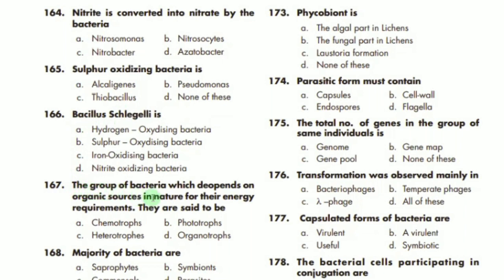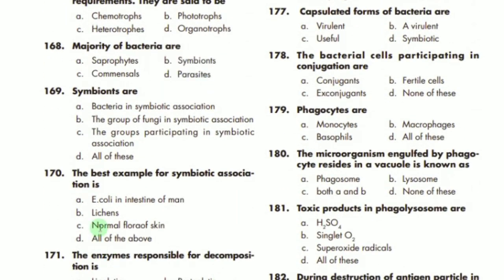MCQ 167 says that the group of bacteria which depends on an organic source in nature for their energy requirements are said to be heterotrophs. C is the correct option. MCQ 168 says the majority of bacteria are what? The majority of bacteria are parasites. D is the correct option. MCQ 169 says that symbionts are what? It is the group participating in symbiotic association. C is the correct option. The best example for symbiotic association is lichens. B is the correct option.